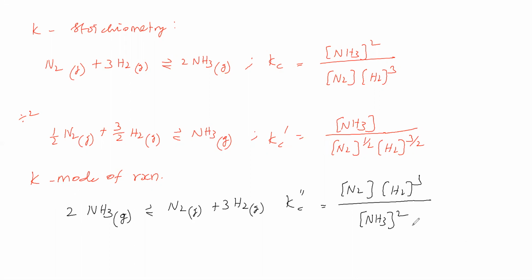So the conclusion is that equilibrium constant does not depend on initial concentration. Equilibrium constant does not depend on pressure. Equilibrium constant depends on nature of reactants and products. Equilibrium constant depends on temperature, stoichiometry, and mode of process. Then what are the applications of equilibrium constant, that we will see.